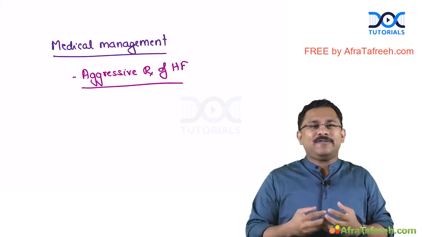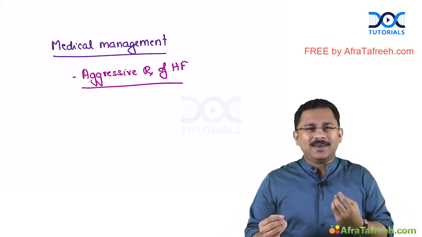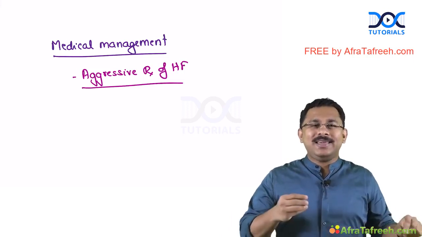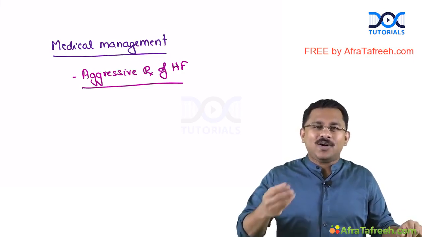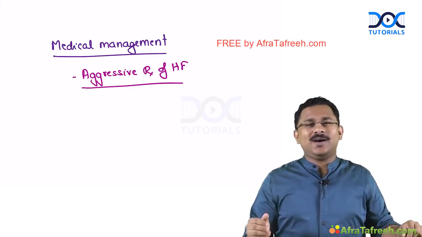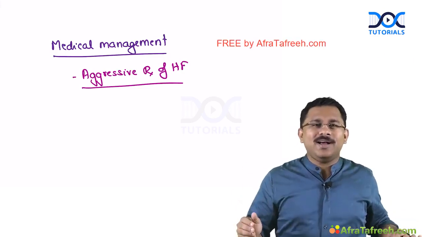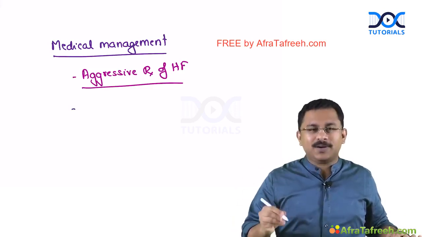So this might be in the form of aggressive medical therapy, maybe in the form of diuretics, beta blockers, ACE inhibitors, maybe the angiotensin neprilysin inhibitors, or antagonism of the mineralocorticoid receptors, or SGLT2 inhibitors, or even pacing for heart failure. So aggressive treatment of heart failure is very important.